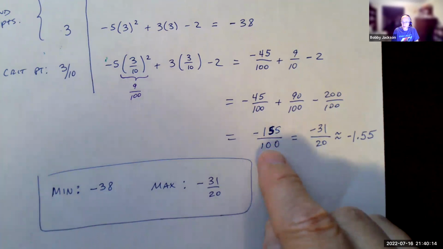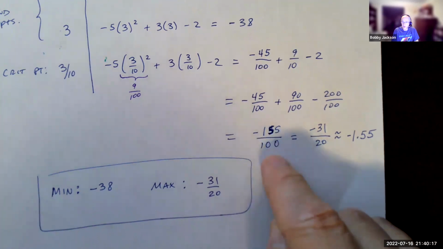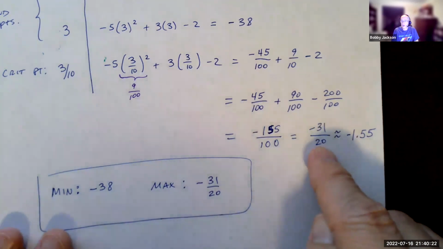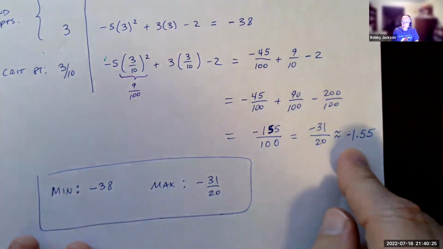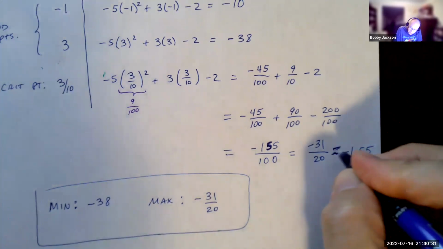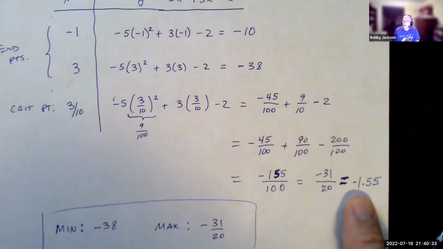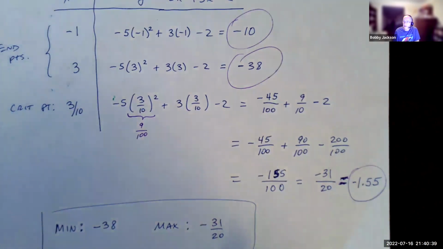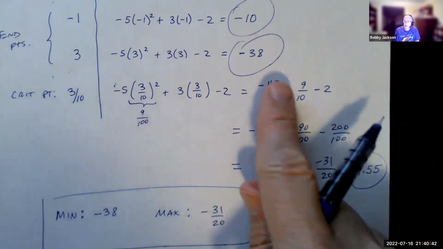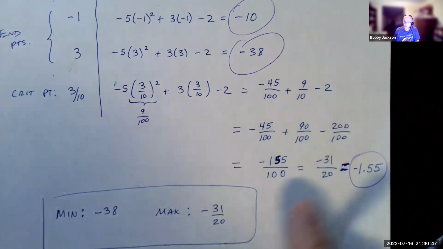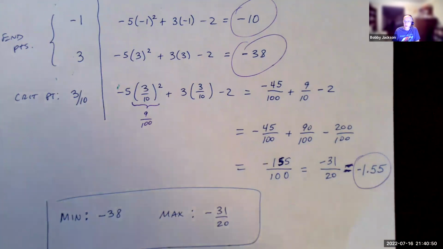Common factor of 5. I can divide numerator and denominator by 5 to put the fraction in lowest terms. So there's our exact value, -31/20, which is exactly equal to -1.55. Okay, so looking at our values again, we can choose from -10, -38, or -1.55, which is the smallest? -38, that's our min. Which one's the largest? -1.55 or -31/20, that's our max. And that is how we do this problem.